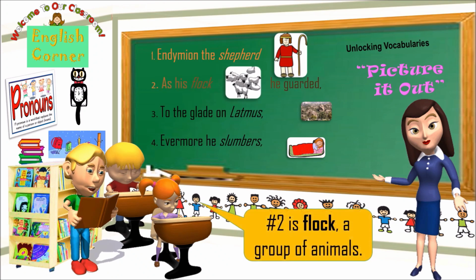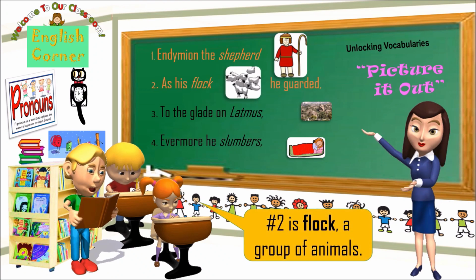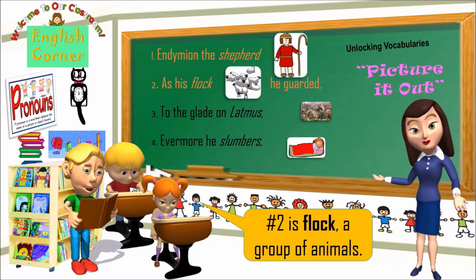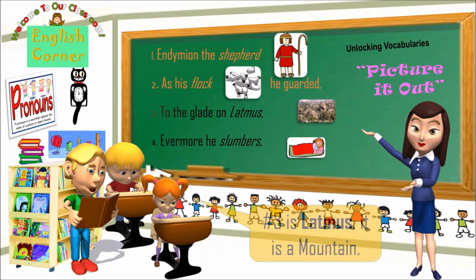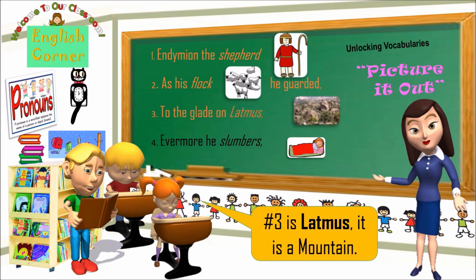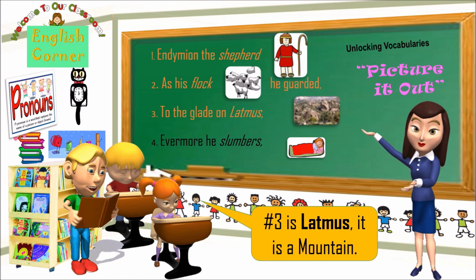As his flock he guarded. Number two is flock. Based on the picture, flock is a group under the guidance of a leader. To the glade on Latmus. Number three is Latmus. Based on the picture, Latmus is the name of a mountain in Anatolia.